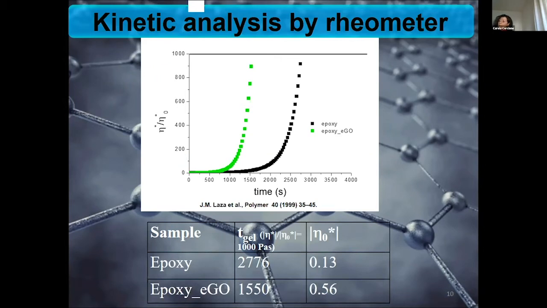Another one is the criterion of the viscosity. At this point, the real dynamic viscosity, eta star, reaches several determined values, for example, 1000, 2000, or 5000 Pascal per second. In particular, there is also an ASTM standard that suggests to assume the gel time as the time needed to reach 100 Pascal per second. So you can understand that it's not very easy to establish what is the best criterion to use.